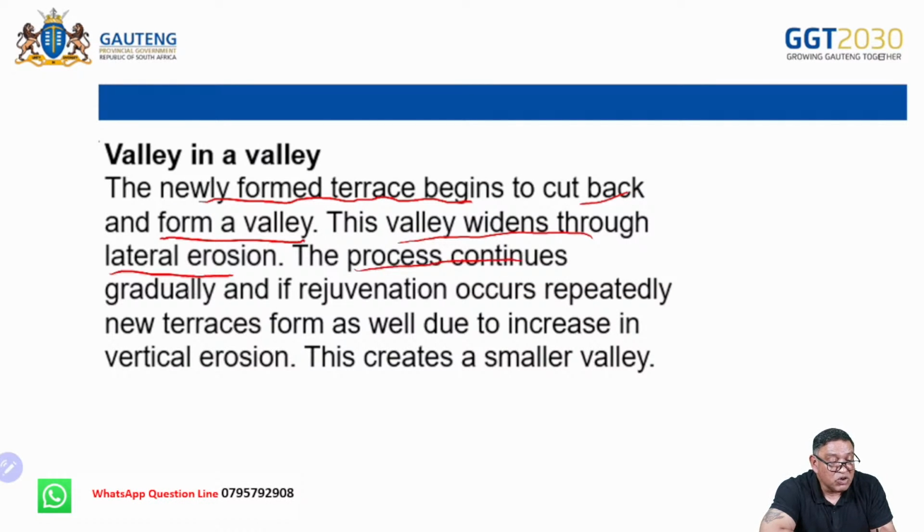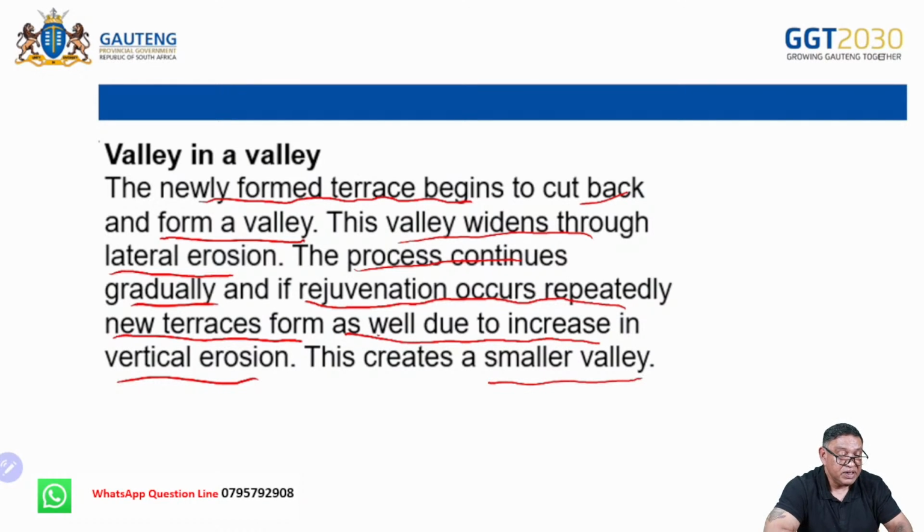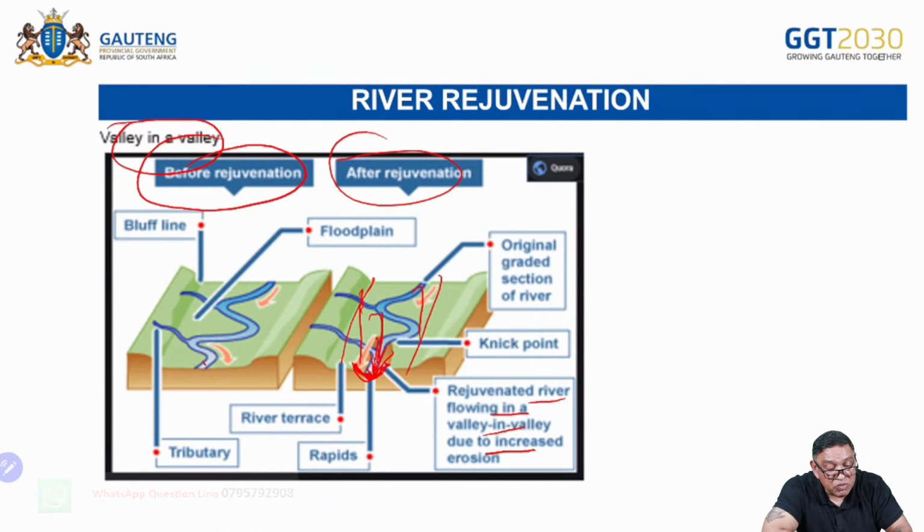This process continues gradually, and if rejuvenation occurs repeatedly, new terraces form as well as an increase in vertical erosion. So it's eroding vertically and therefore creating a smaller valley. Okay? As I've indicated here, there's more vertical erosion and a smaller valley forms in this larger valley. Okay.